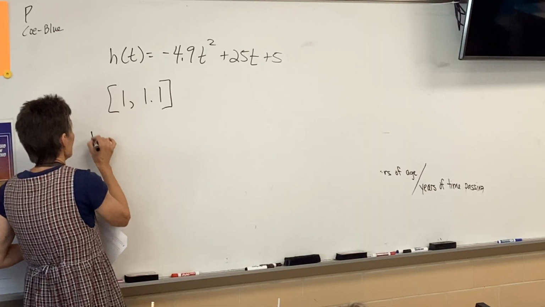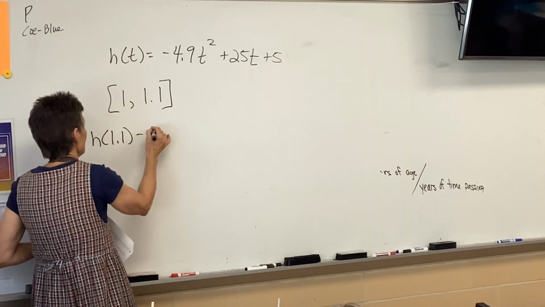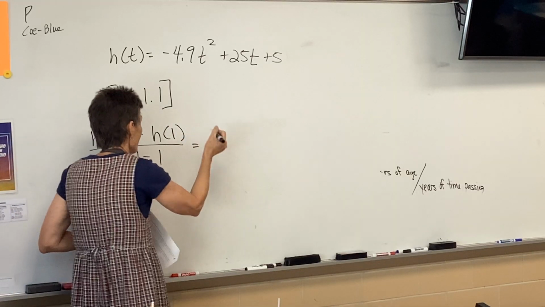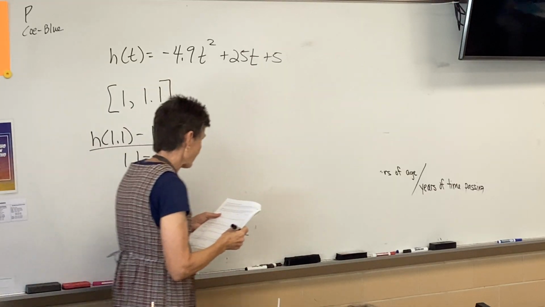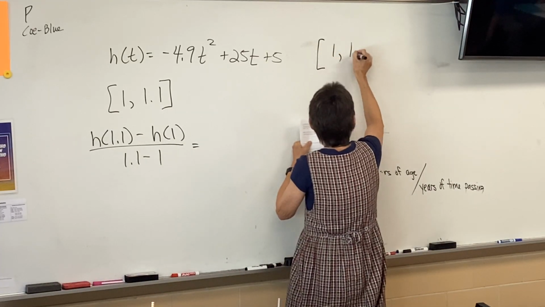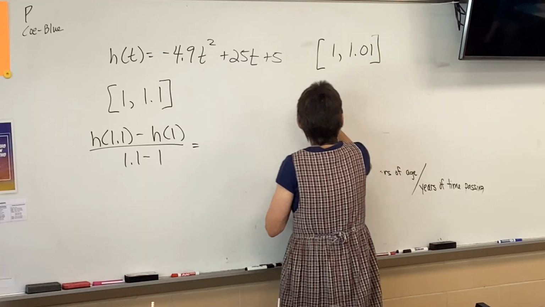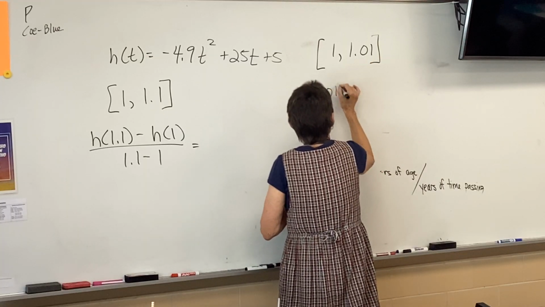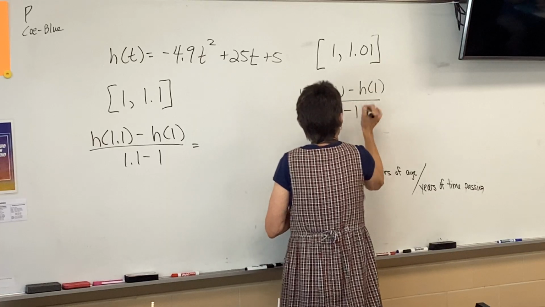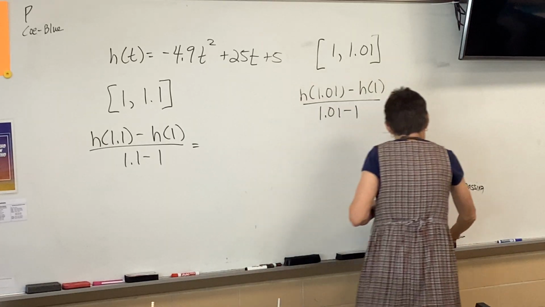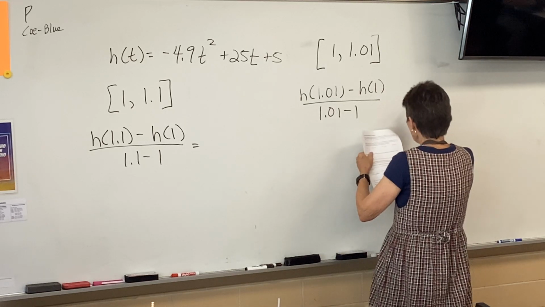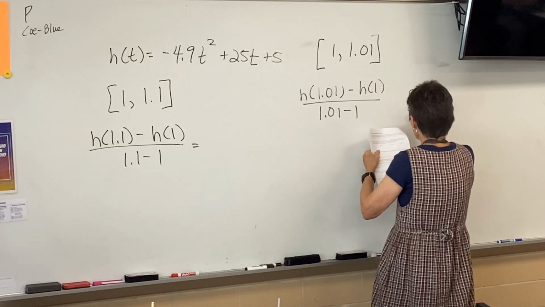So let's go ahead and find h of 1.1 minus h of 1 over 1.1 minus 1. So go ahead, calculate that. And then when you're done, calculate this one. And then if that wasn't fun enough, go ahead and calculate this one.